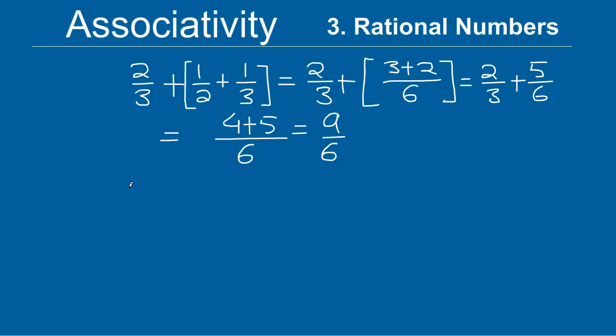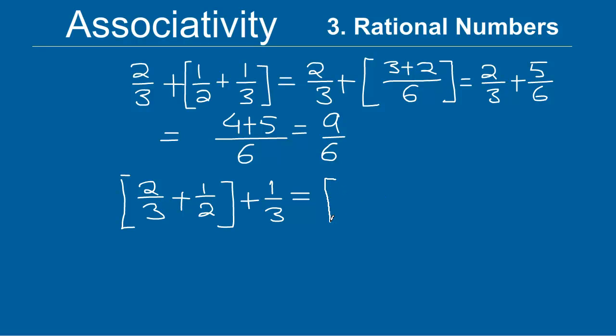So now let's do 2 by 3. Let's add 2 by 3 and 1 by 2, which is this, right? So let's do this operation first. And then whatever this answer is, we'll add this to 1 by 3 over here. See what happens. So here the LCM will be 6. So let's put bracket here. So this will be 6.